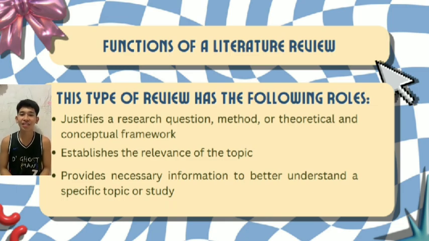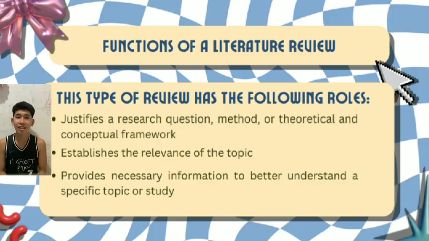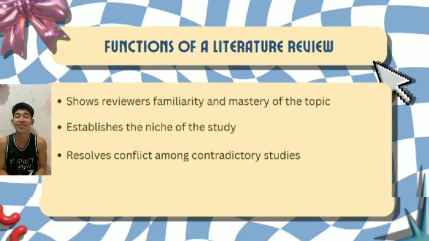Second bullet, establish the relevance of the topic. A well-structured literature review ensures that the research topic is academically significant, timely, and valuable to both scholars and practitioners. It justifies why the study matters. Third bullet, provides necessary information to better understand a specific topic or study. By providing background information, summarizing key research, and explaining theories, a literature review equips readers with the necessary knowledge to understand a specific topic or study.